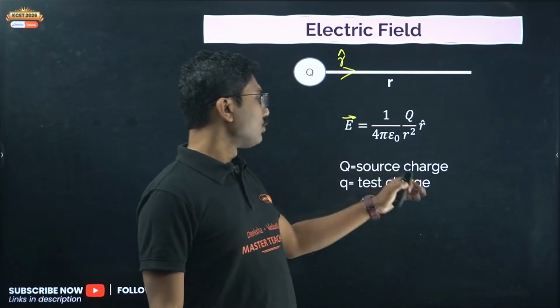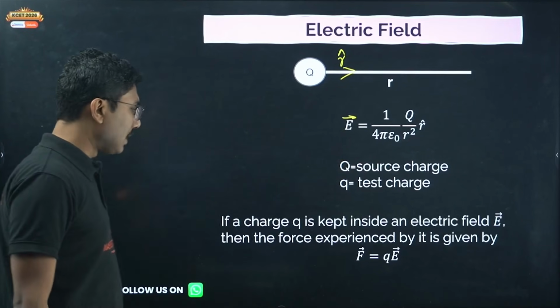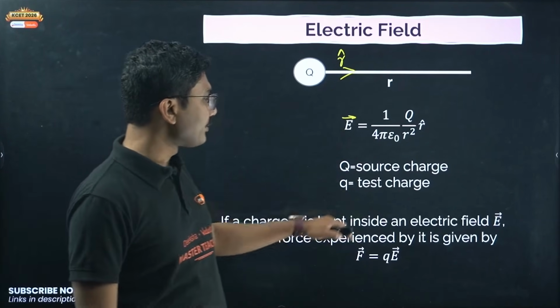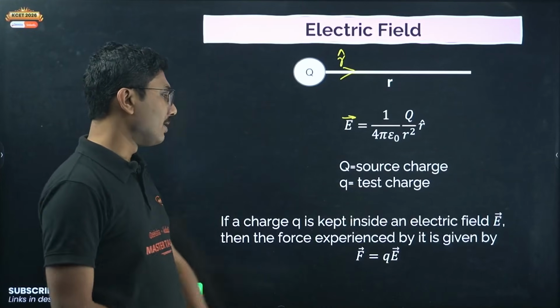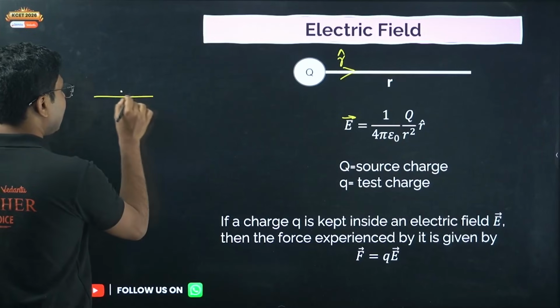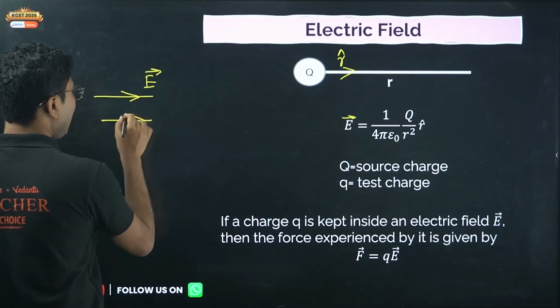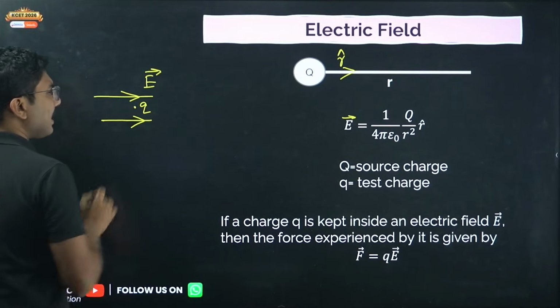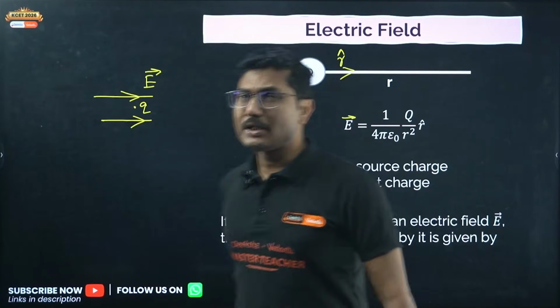Q is called the source charge, small q is the test charge. If a test charge small q is kept inside an electric field, then the force experienced by the charge is q into E. Now you know only the electric field, you do not know anything about the source charge. So suppose this electric field is known, and you place a charge, then there will be a force acting on this charge. So this force is given by q into E.